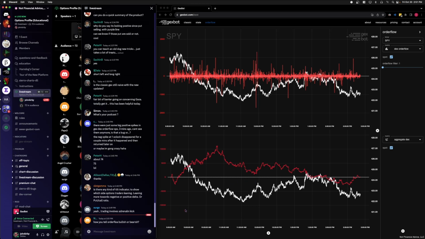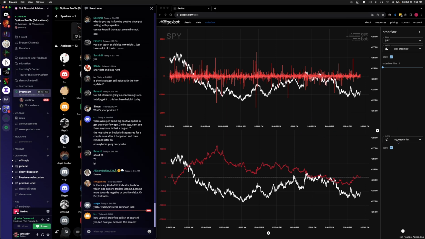How do you tell order flow bullish or bearish? Okay, so if somebody buys a call, that's bullish order flow. If somebody sells a call, that's bearish order flow. If somebody buys a put, that's bearish order flow. And if somebody sells a put, sell a put is bullish, buy a put is bearish. So it's basically the directional bias in delta terms behind each trade that we are classifying. That is how it is defined in this screen. So bullish flow are those categories that I just mentioned, and bearish flow are the other categories I just mentioned.